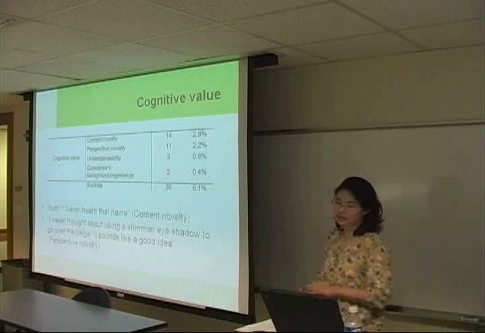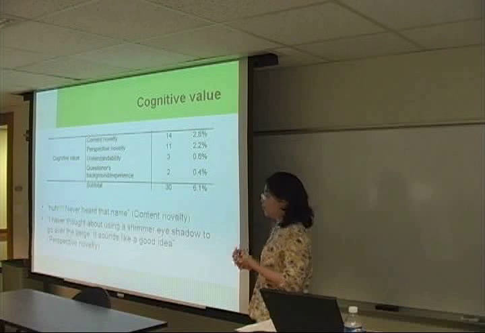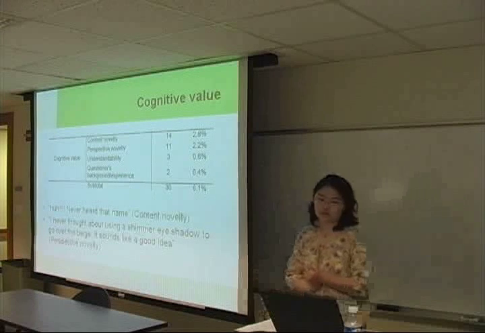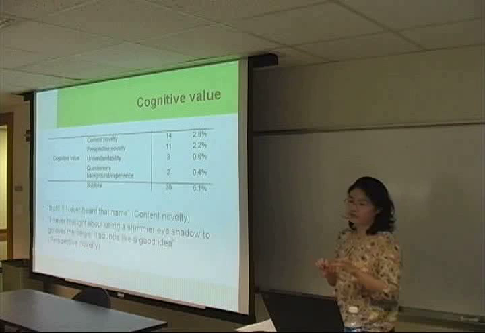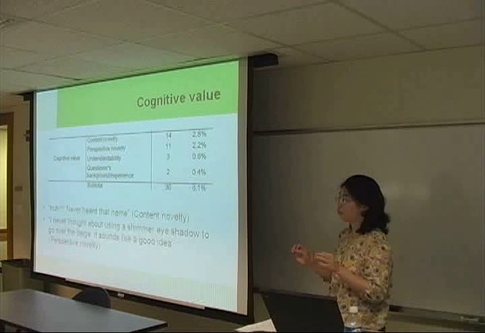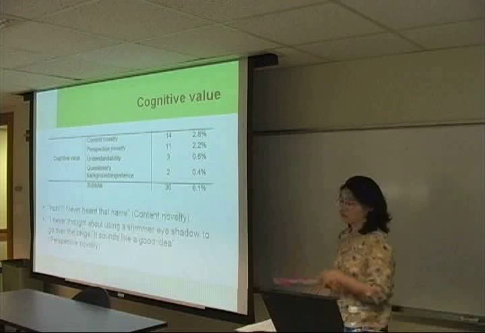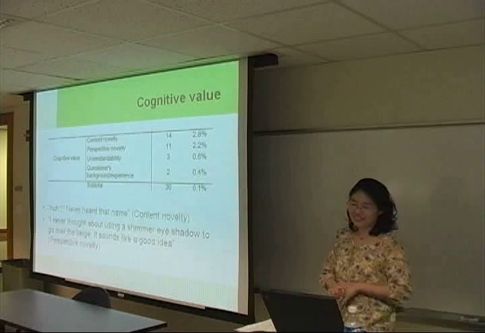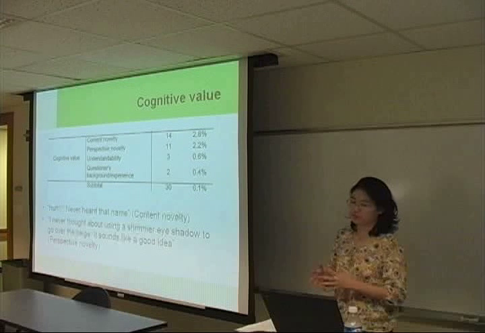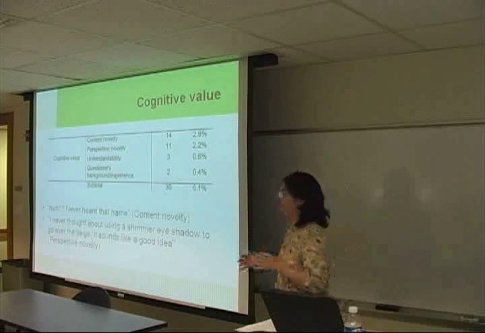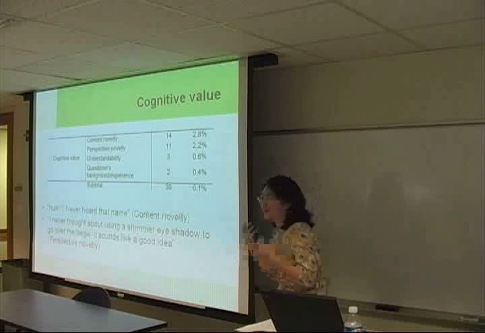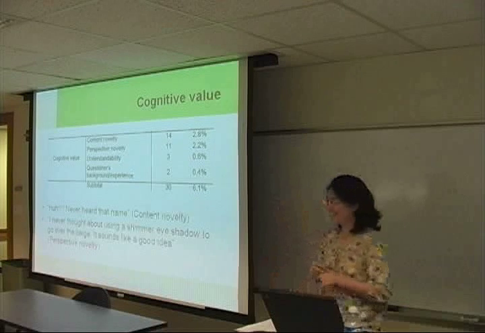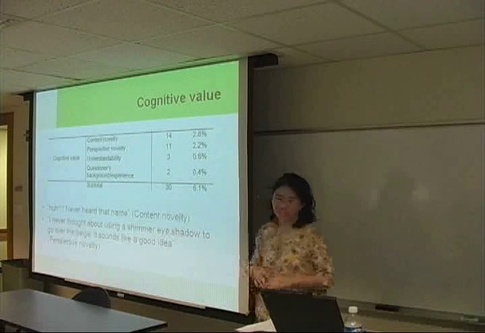And the second one is cognitive value. It concerns whether answers stimulate people's cognition with something they already know and then apply it in their answers. Novelty means something that they didn't know before, and then came to know from these answers. Like, "Never heard of that name," so they were very happy about it. And, "I never thought about using a shimmer eyeshadow to go over the page. It sounds like a good idea." So they pointed out something they never expected. So then it includes any content value.